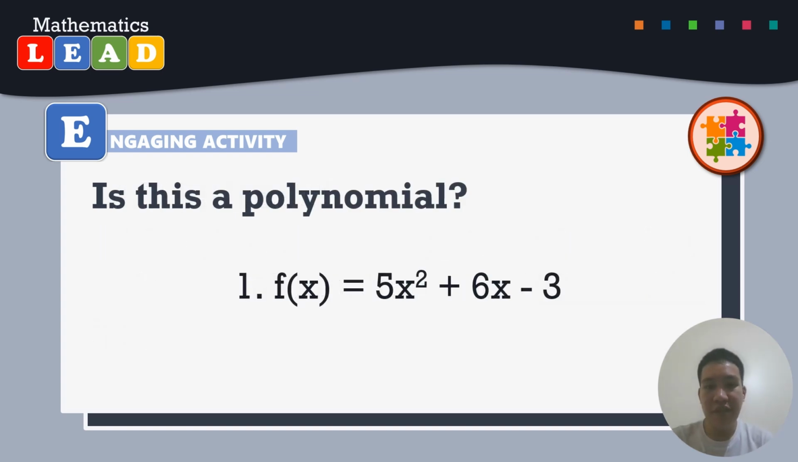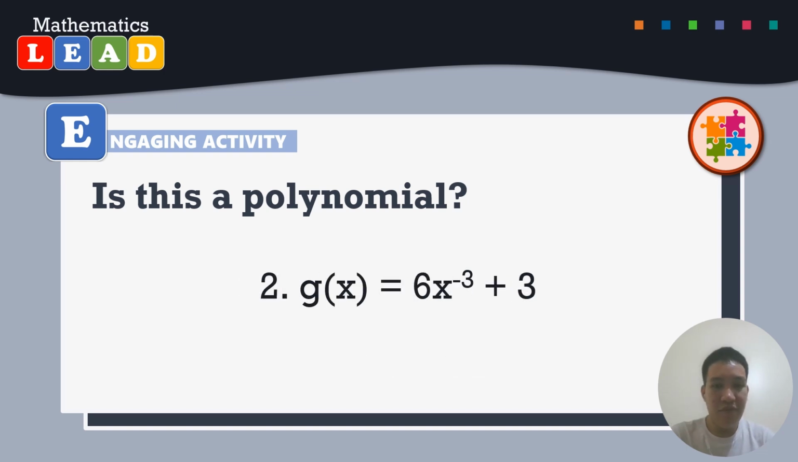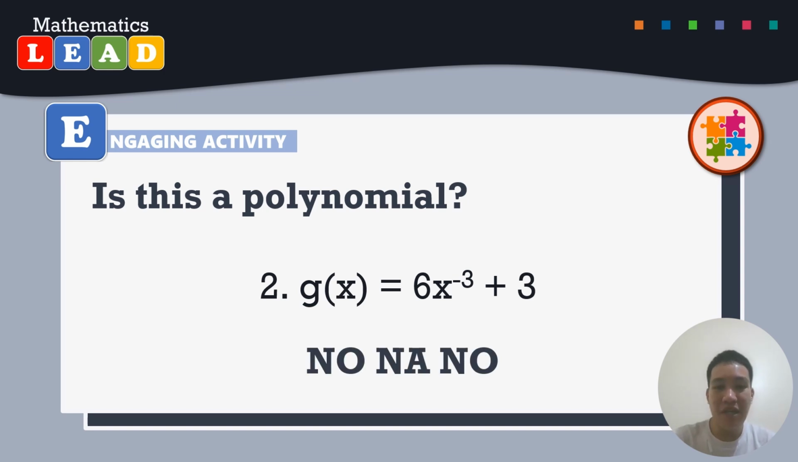For our first given, f of x is equal to 5x squared plus 6x minus 3. Is this a polynomial? Yes. For the second one, g of x is equal to 6x raised to negative 3 plus 3. Is this a polynomial? It's no. Why? Because a number that is raised to a negative number is not a polynomial.